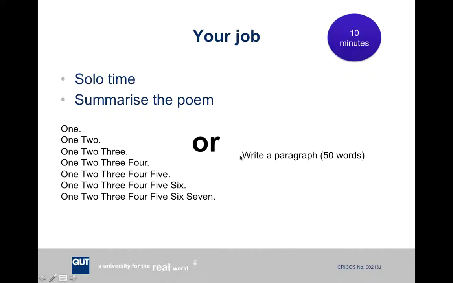Or you can choose to write a paragraph of around about 50 words that summarises the story. Another option is just to get the class to chat to a partner and give them 30 seconds to summarise the story, and then swap and the other partner summarises the story in 30 seconds. So this is a written way of doing it, or you could do a verbal summary with a partner. So I gave the class 10 minutes to work on this.